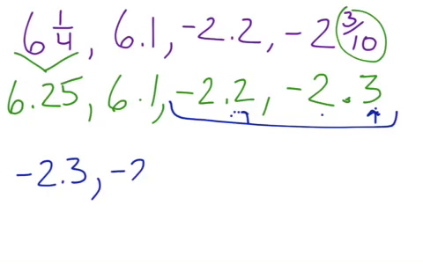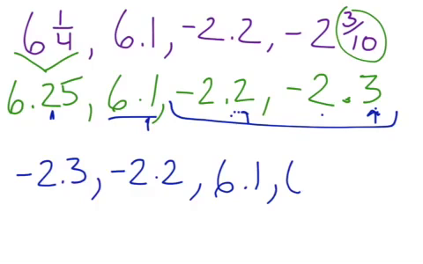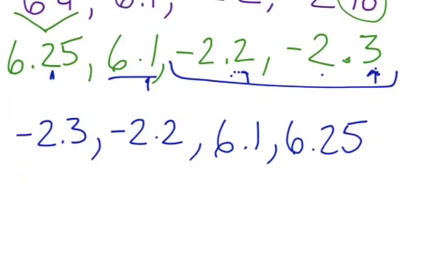After that would be -2.2. And now, with the positive numbers, 6.1 is, since it's a 1, it's less than 2, so 6.1 is going to go before 6.25. And that's it.